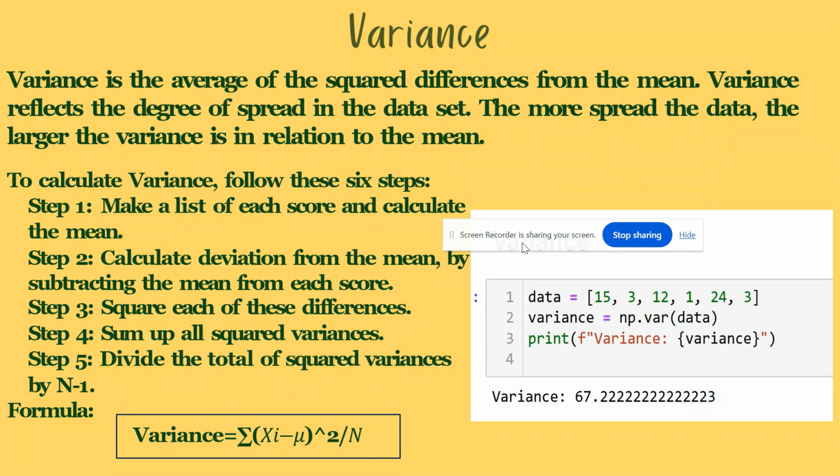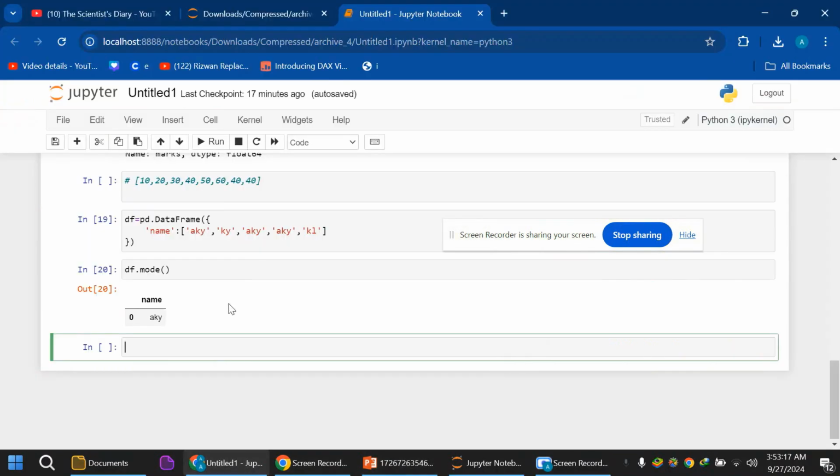So it is actually the average squared difference. If I want to calculate the variance of any data, it will take all the points and subtract the mean from those points. So it will first take the 15 points, subtract the mean from it, and take a square. Then again it will take 3, and this process continues. I will tell you in a practical way how the variance works.